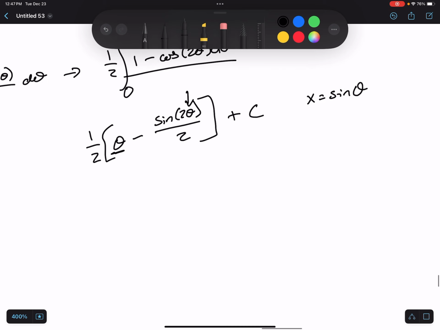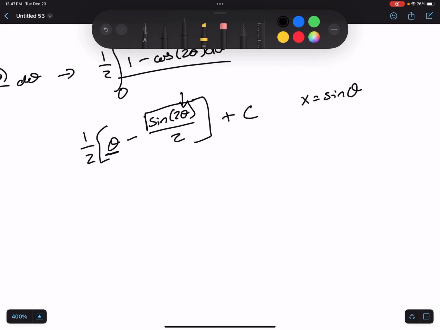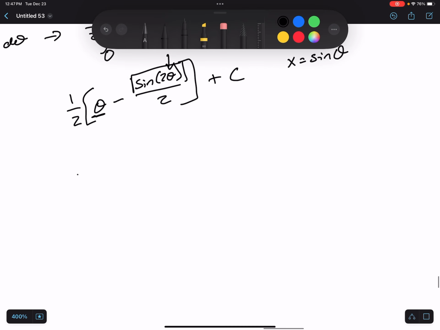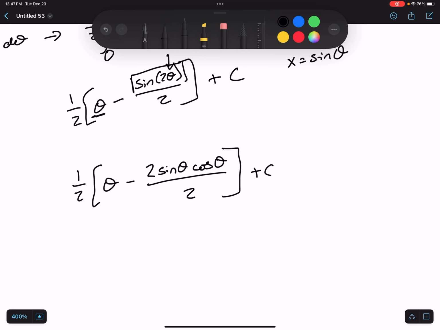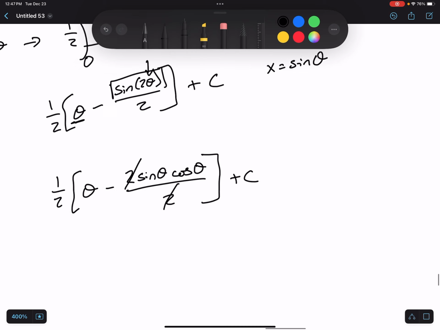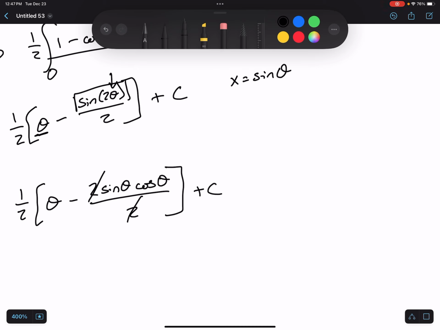The next thing I'll do is recognize that sine 2 theta is the same thing as 2 sine theta cosine theta, and so we can rewrite this as 1/2 times theta minus 2 sine theta cosine theta over 2 plus a constant, and these 2's here cancel. And now we can solve for theta. We can recognize that sine theta, which we have here, is just x, and that theta in this case equals arcsine of x, and we can put that here.